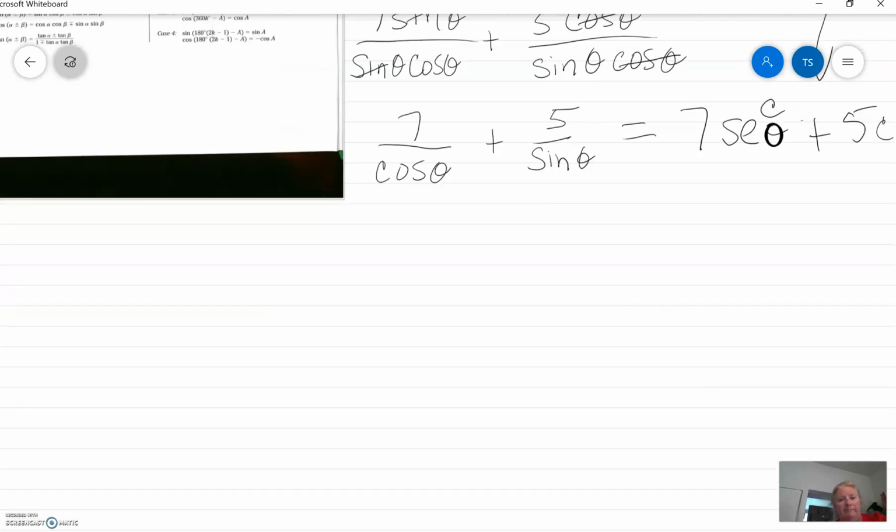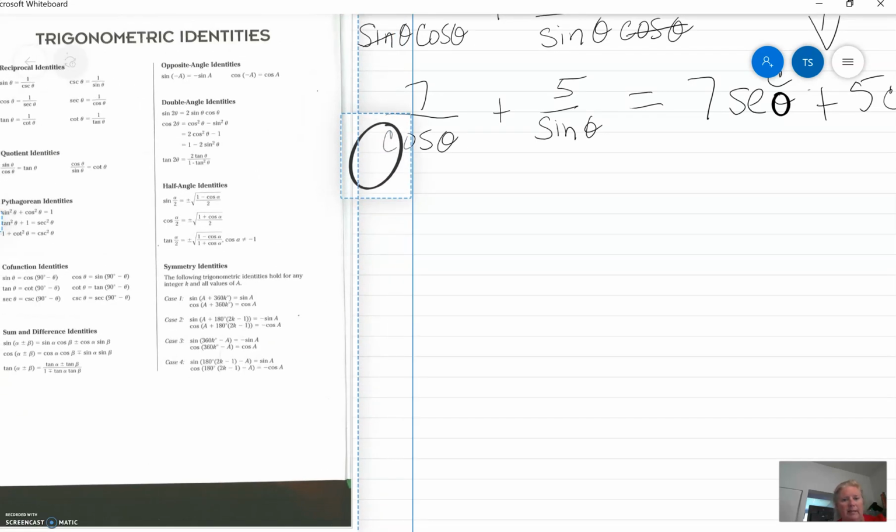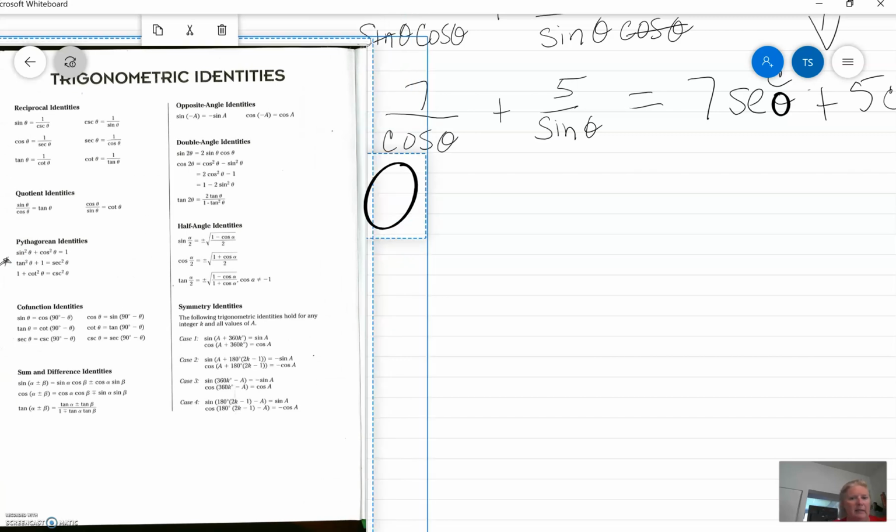Next example. Let me bring down this identity sheet in case we need that. Okay. Example number 3.